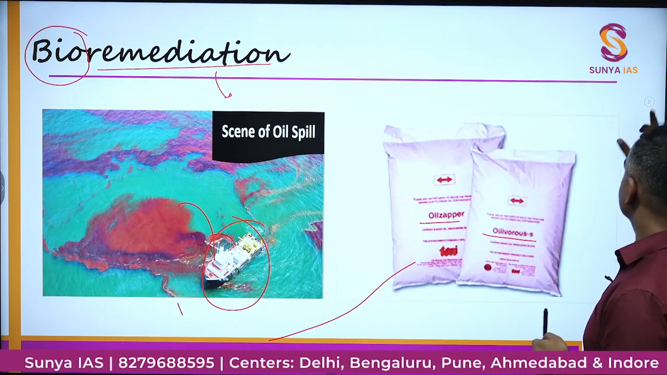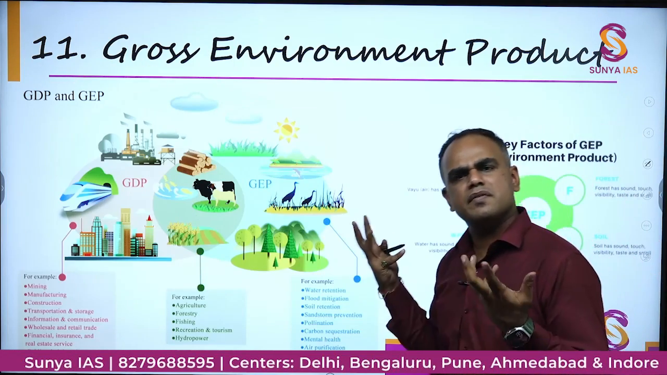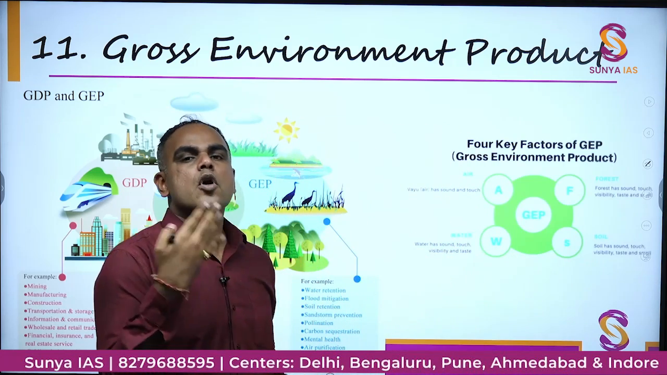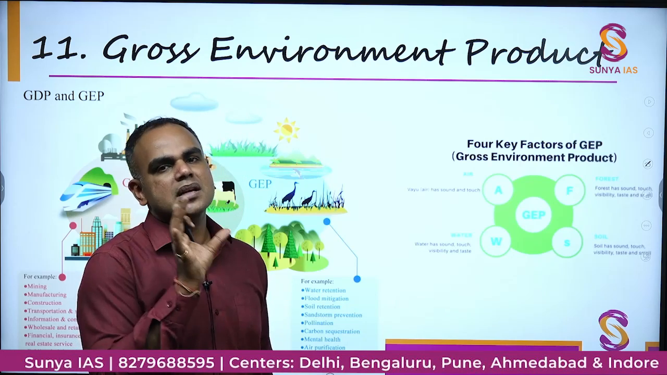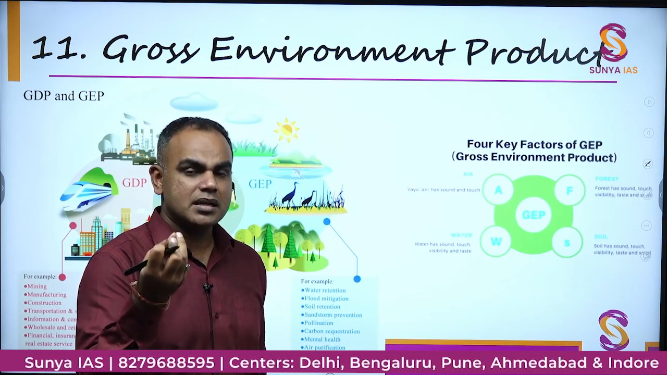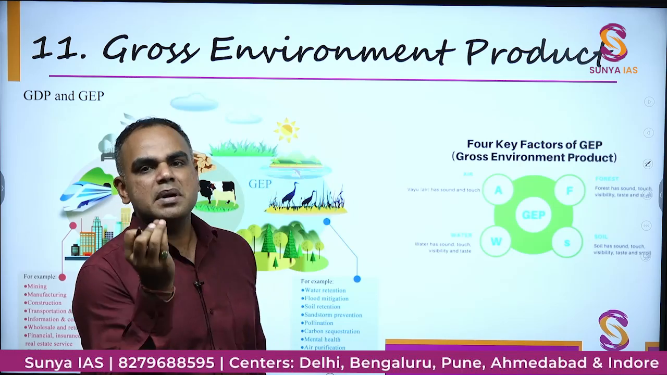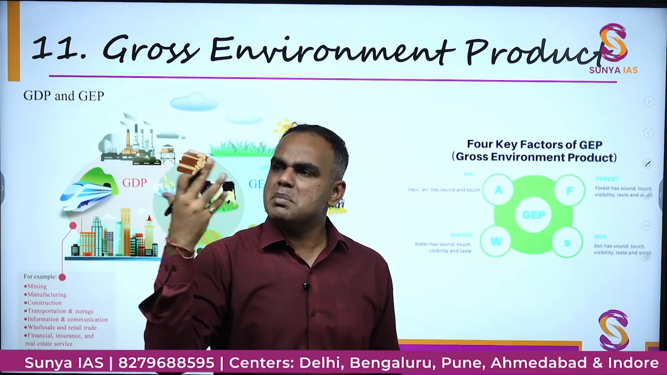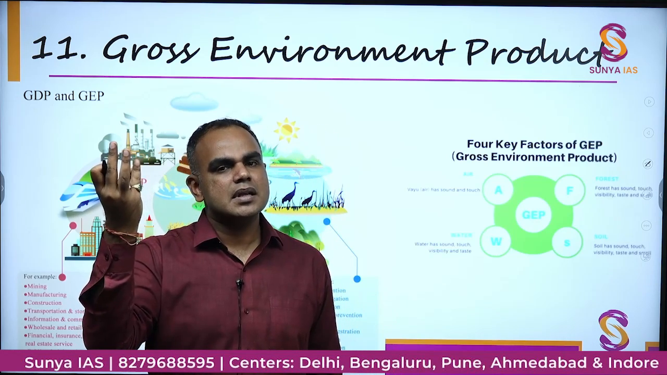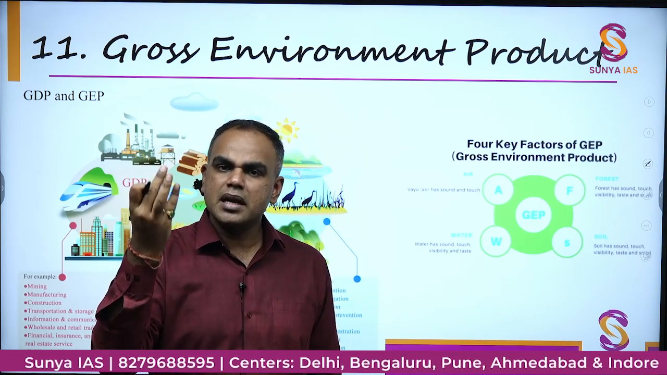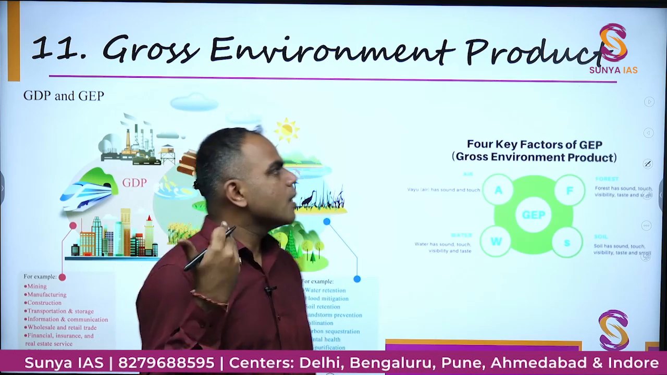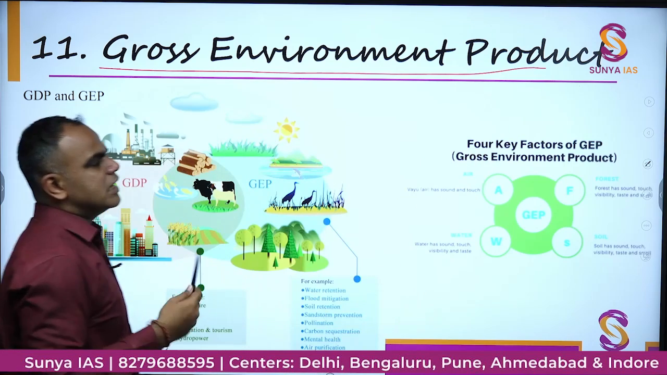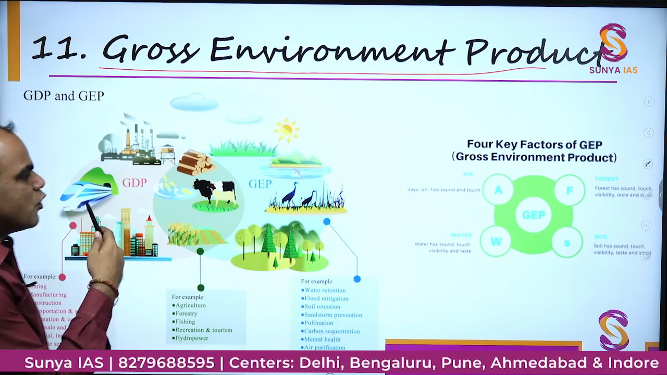And the last term of the lecture is fairly easy to understand. This is gross environment product. We usually talk of gross domestic product, which basically talks about the economic activities. Now, the GDP ignores the ecosystem services. Ecosystem services can be many, like regulating services, provisioning services, supporting services and so on. So gross environment product is an effort or an initiative to recognize the environmental effects.